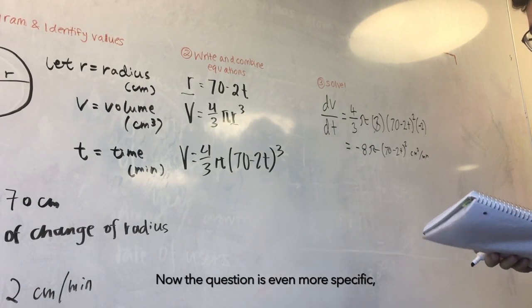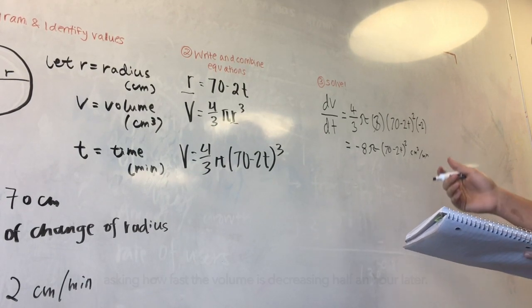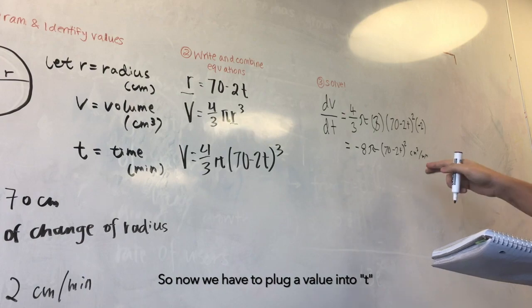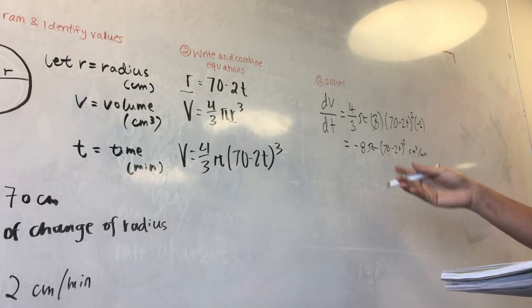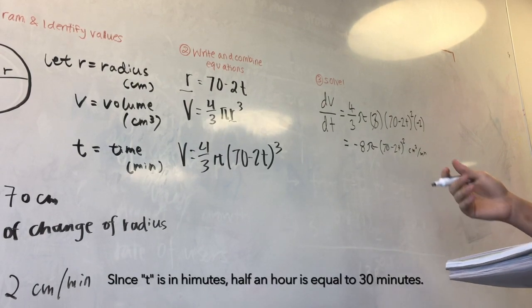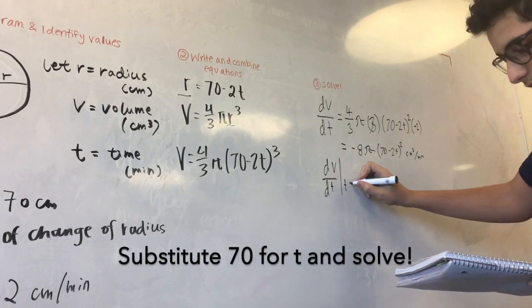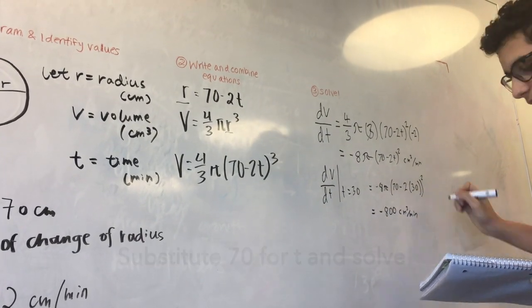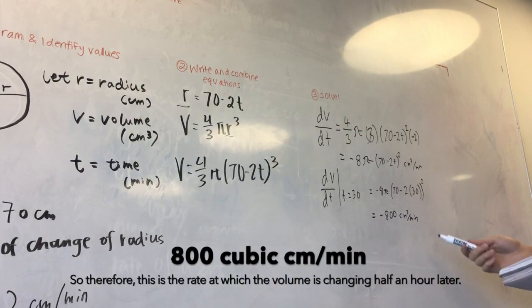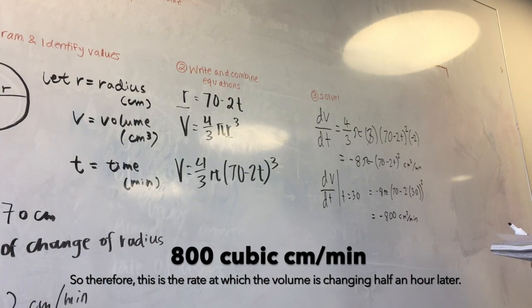Now, the question is even more specific, asking how fast the volume is decreasing half an hour later. So now we have to plug in a value into t. And since t is in minutes, half an hour is equal to 30 minutes. So therefore, this is the rate at which the volume is changing half an hour later.